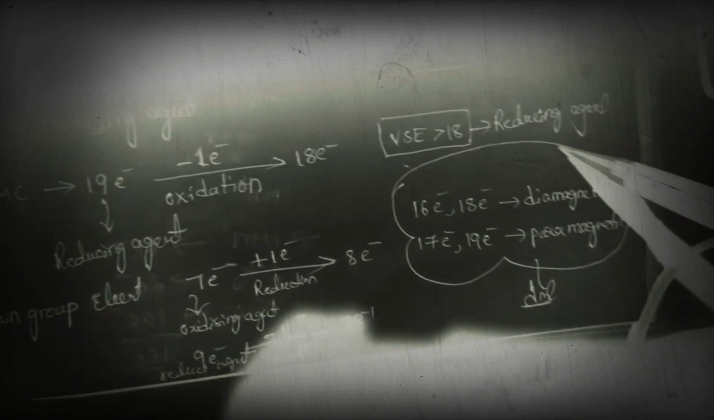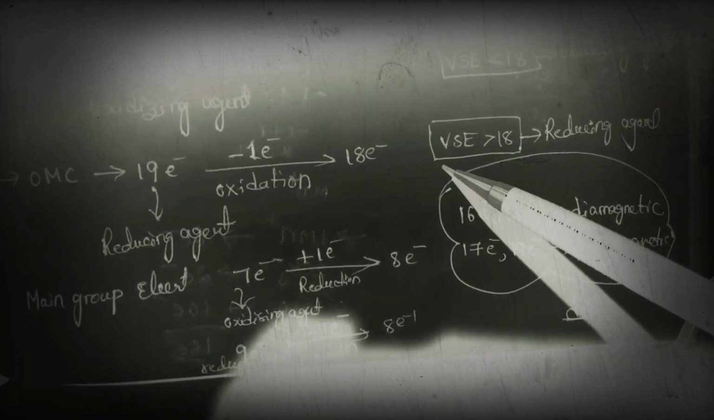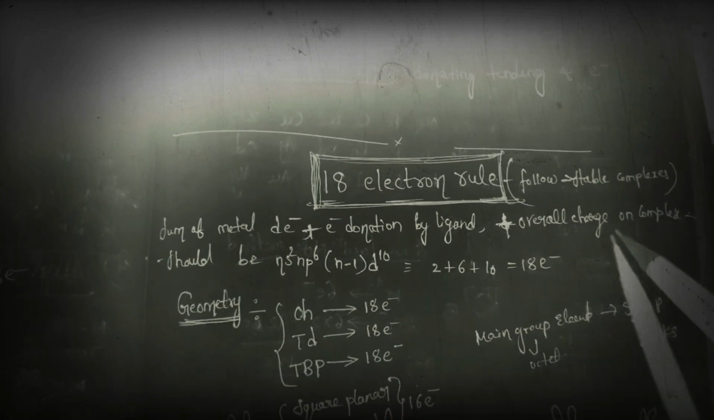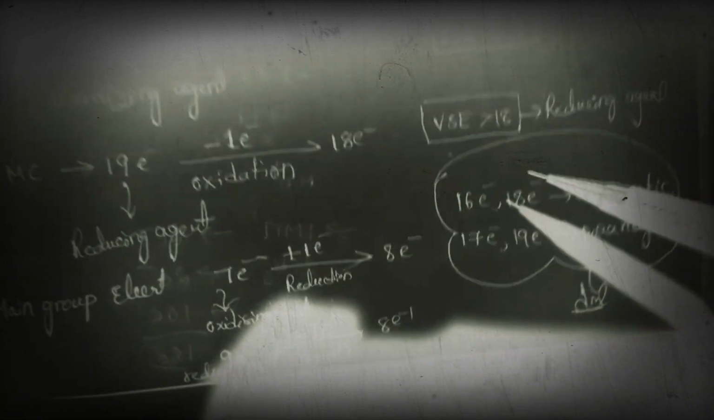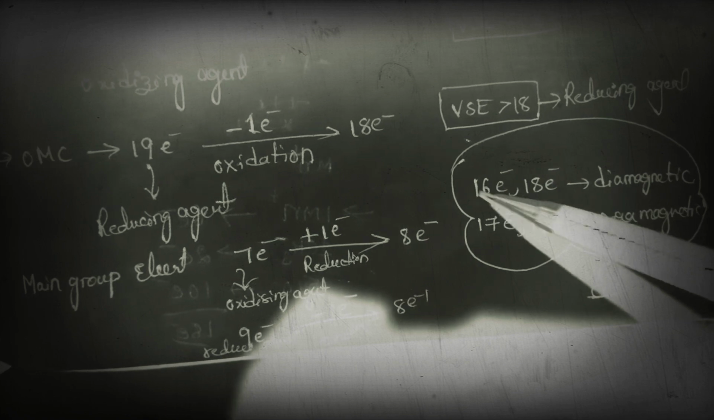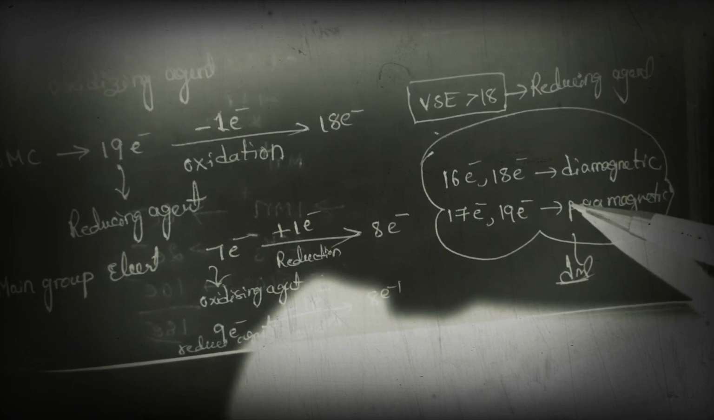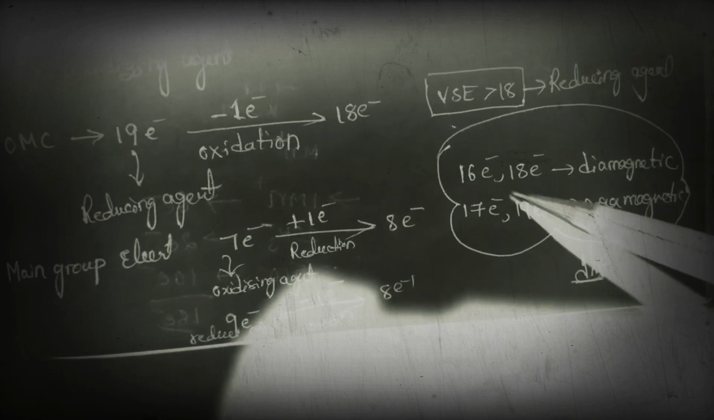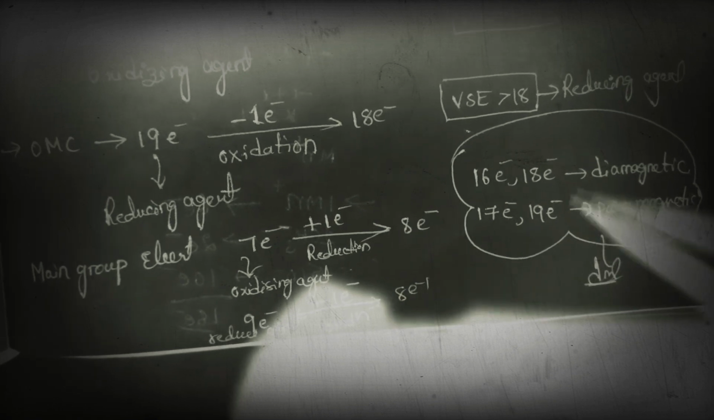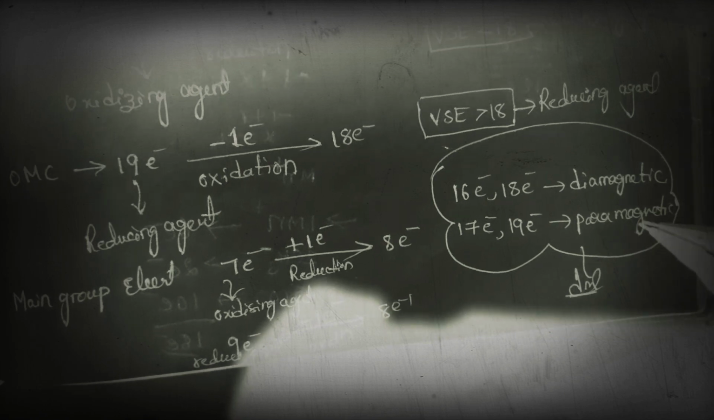One more important point, friends. Just based on the rule which we discussed, we can find the number of electrons, no? So if we get the number of electrons as 16 or 18, an even number of electrons, we can easily say that they are diamagnetic, meaning they possess diamagnetic properties. If we get an odd number of electrons like 17 or 19, they possess paramagnetic properties.